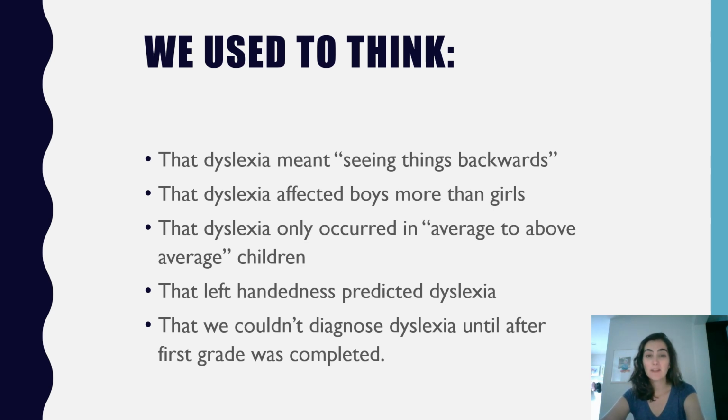There are lots of common myths floating around out there about dyslexia, even though they are not backed up by science. For example, seeing things backwards, or that boys are more likely to have it than girls, or that it only occurs in average to above average children, that being a lefty predicts or goes with dyslexia, and that we can't diagnose dyslexia until after first grade was completed. So there's lots of myths attached to this word dyslexia. So try to let go of those.